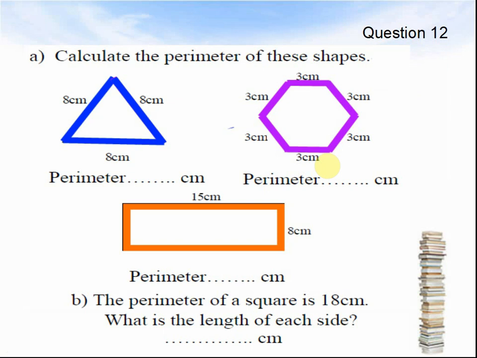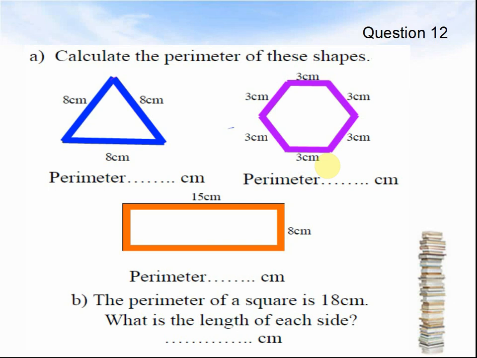The perimeter of a triangle, if all the sides are 8 centimeters long, is what? The perimeter of a hexagon, if all the sides are 3 centimeters each, is what? The perimeter of the rectangle, which is 15 centimeters on the long side and 8 centimeters on the short side, is what? And then look at B. The perimeter of a square is 18 centimeters. What is the length of each side in centimeters? Pause the video until you've answered all these questions.